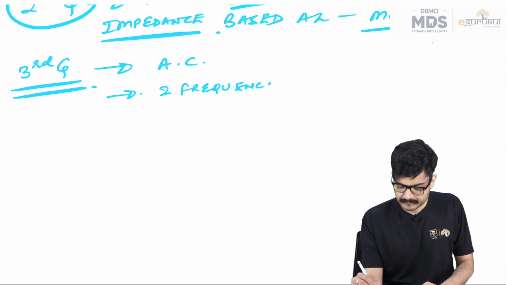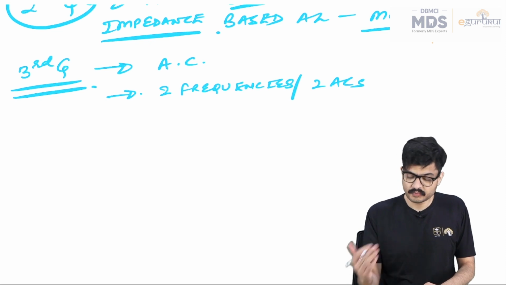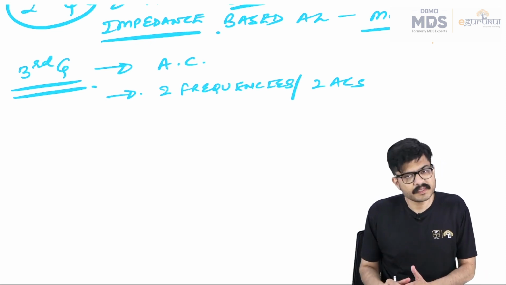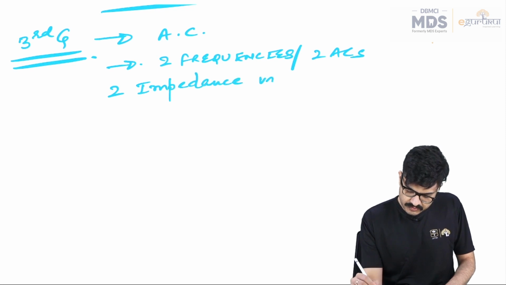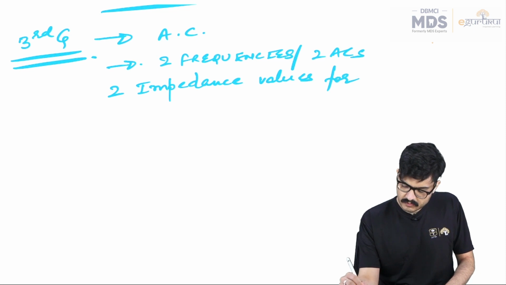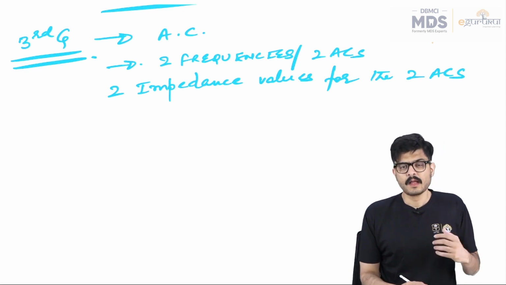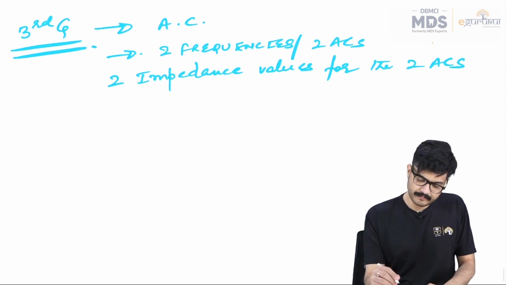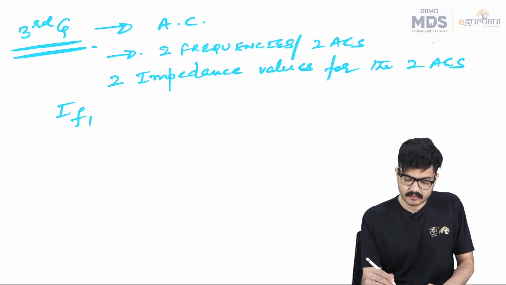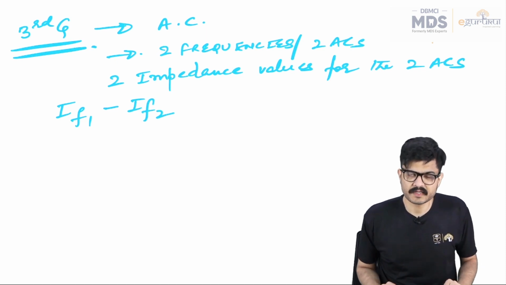different frequencies, that means two alternating currents, right? You would get one impedance value and another impedance value, right? So we get two impedance values for the two alternating current frequencies that we are using, right? Based on the difference, that is impedance at frequency 1 minus the impedance at frequency 2. That is one type of third generation apex locators, which is based on difference.